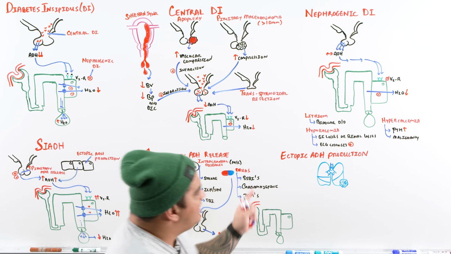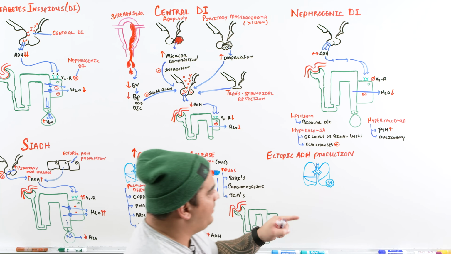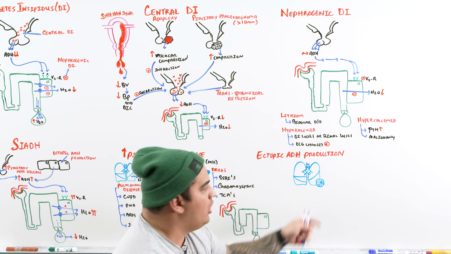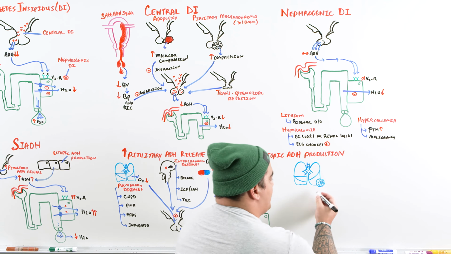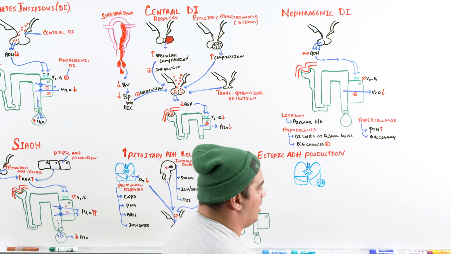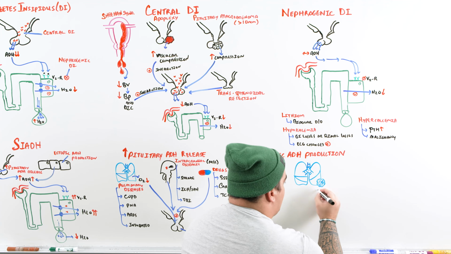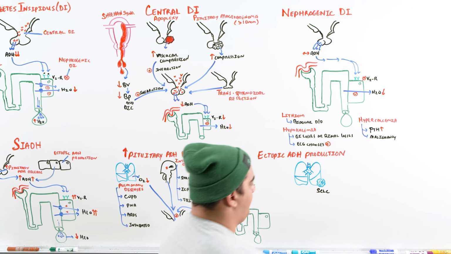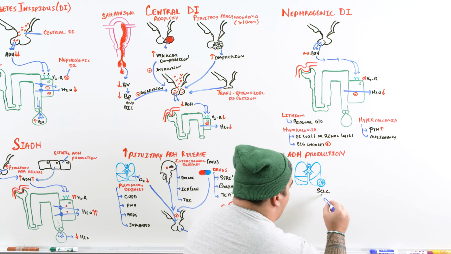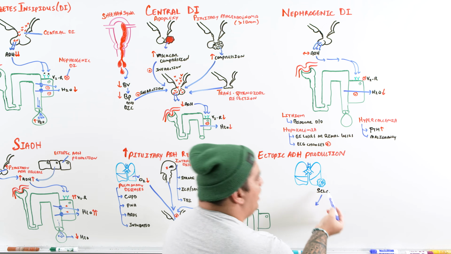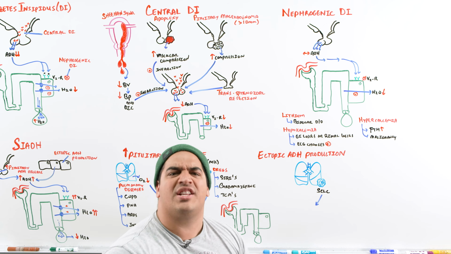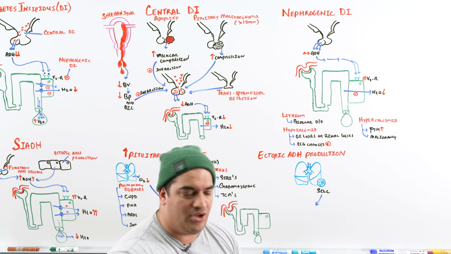Now, the last thing that I want you guys to think about is, could it be an ectopic site? Usually you want to look for a patient who has an underlying history of small cell lung cancer. In a patient who has small cell lung cancer, they can create this concept where the tumor can transform into neuroendocrine type cells.